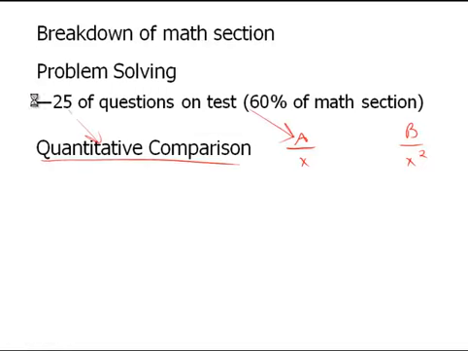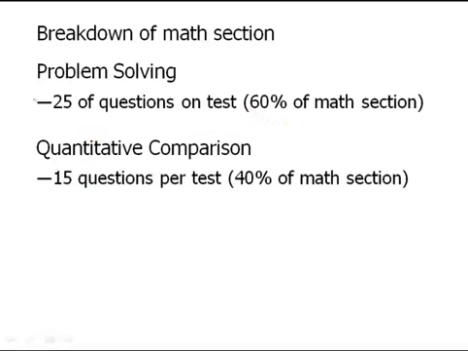For now, though, what do we have to know about quantitative comparison? It's the rest of the test, 40% of the math section, meaning out of the 40 questions, 15 of them will be quantitative comparison. There's 7 on one section, 8 on another section. So what is there left to talk about? Well, when the new GRE changed a little over a year ago, problem solving became a lot more complicated. They threw in all these new question types, and this had a lot of people freaking out.